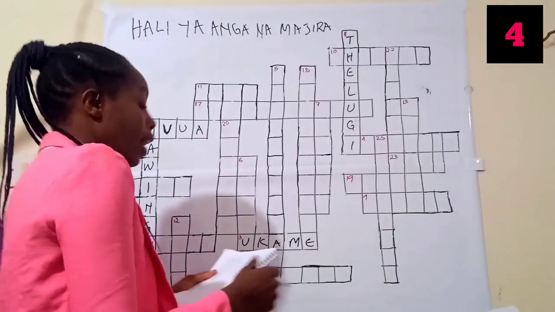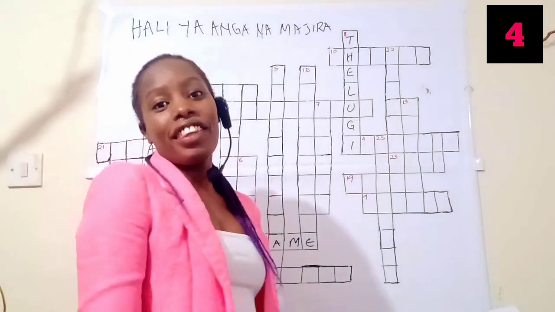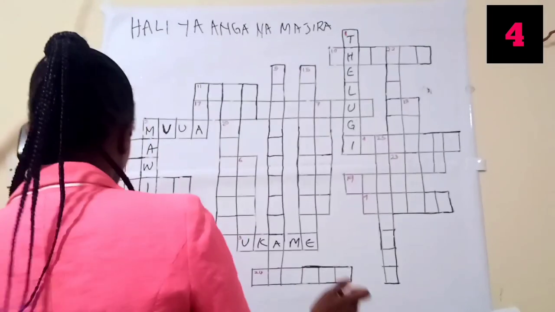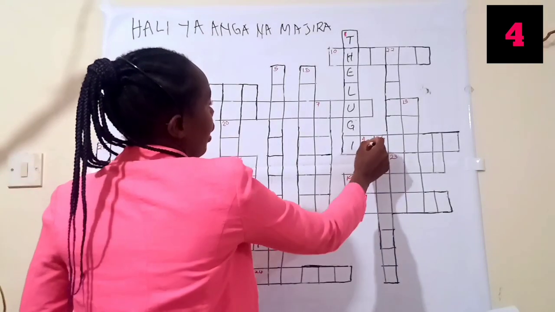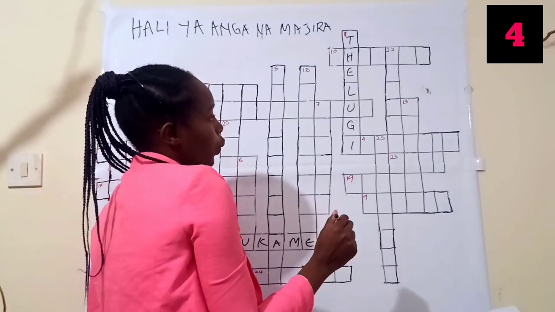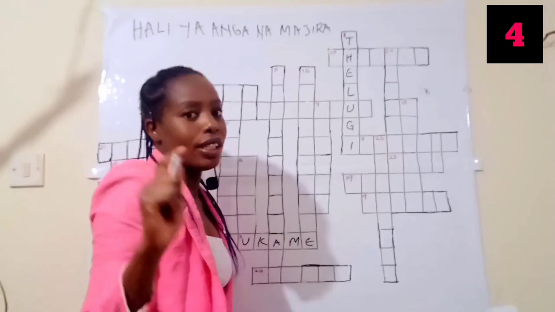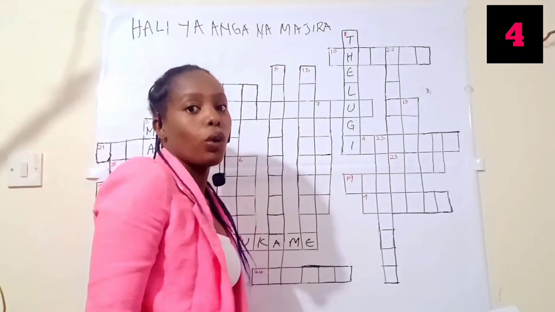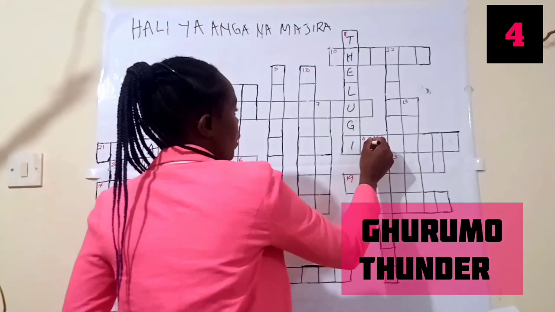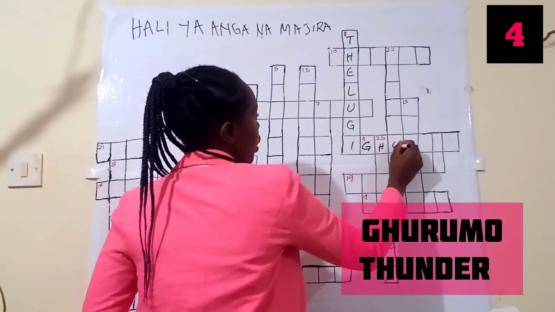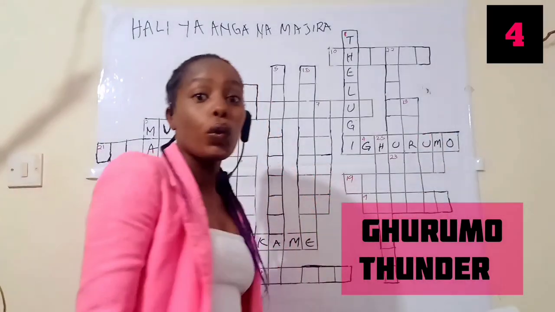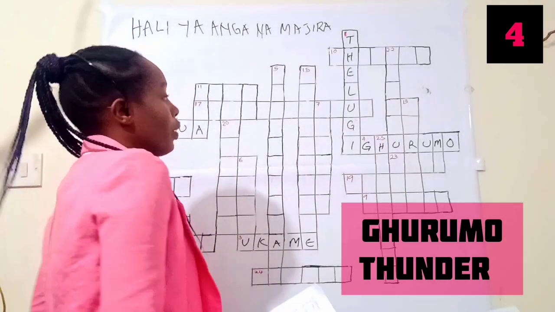Then the fourth word is thunder. What is thunder in Swahili? So number four. Let's look for four. It's here, going across. So thunder in Swahili is ngurumo. Ngurumo.